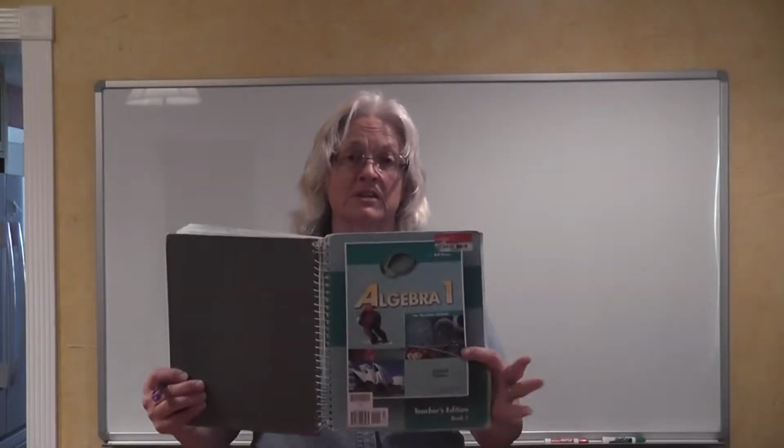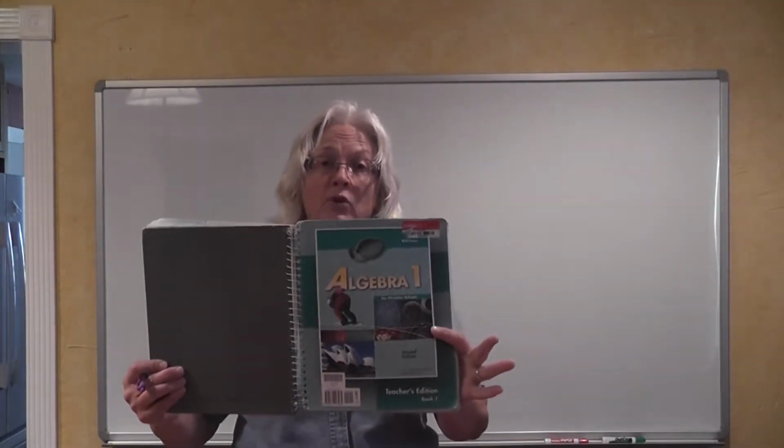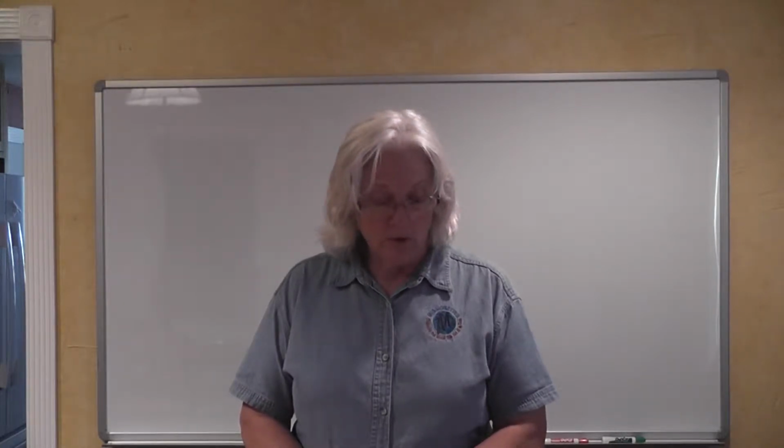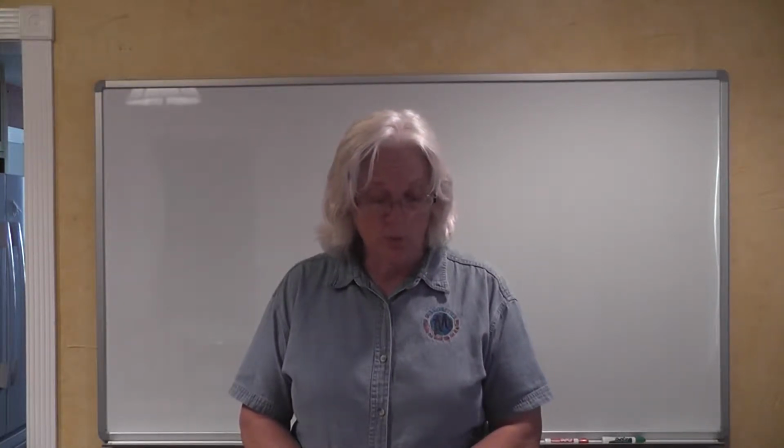Now, if you are using the same text I am, this is what your book looks like. It is Algebra 1 for Christian Schools, second edition, published by Bob Jones University Press. You can learn, however, how to solve algebraic equations regardless of what text you're using. So we're going to be in section 4.1, using properties of equality.